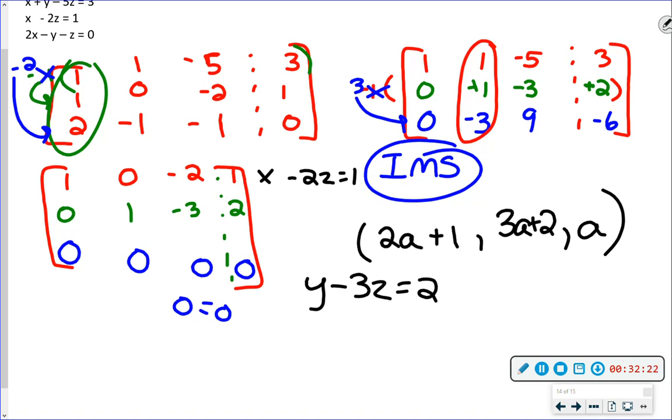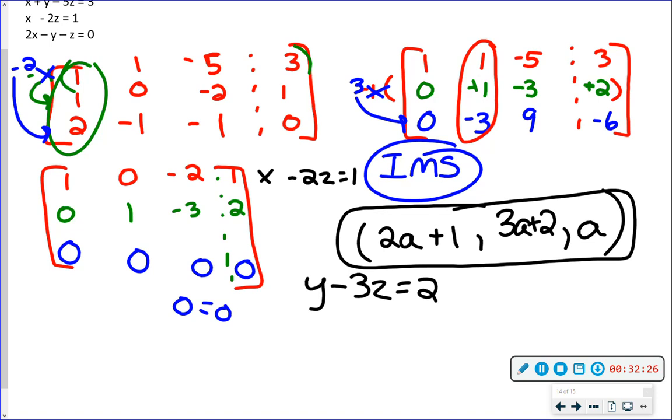Okay? Last question before I quit torturing you. What if this was 0, 0, 0, 7? No solutions. 0 doesn't equal 7. So that's how you can tell you have the no solution system. Do you love it? No.